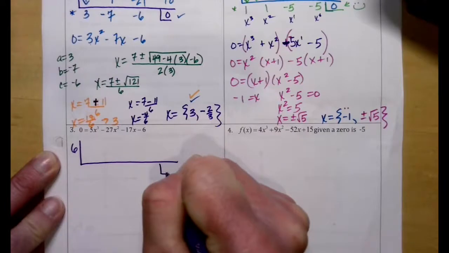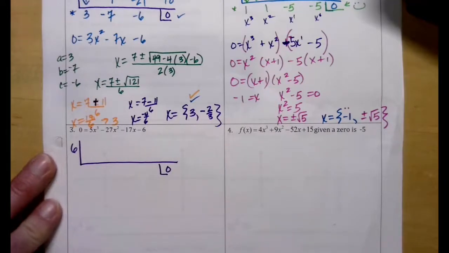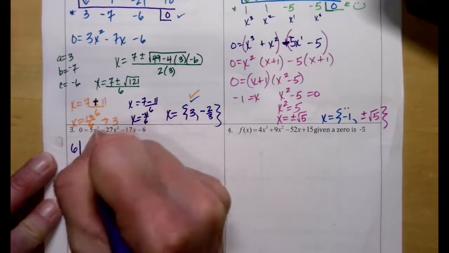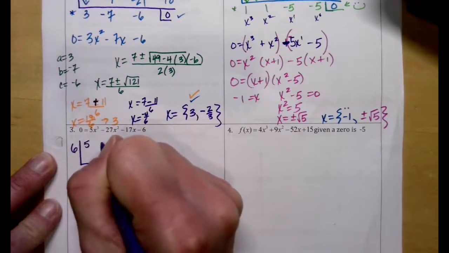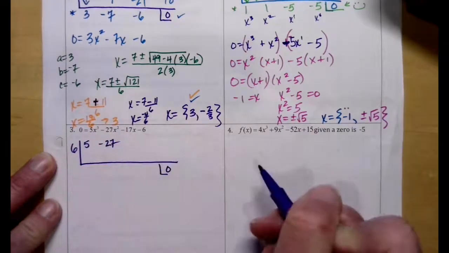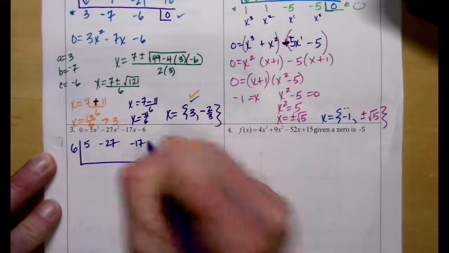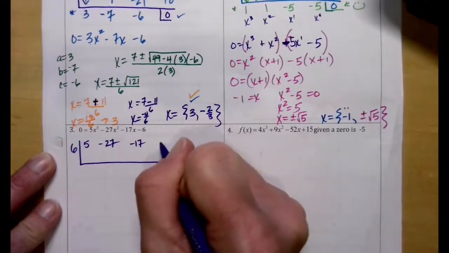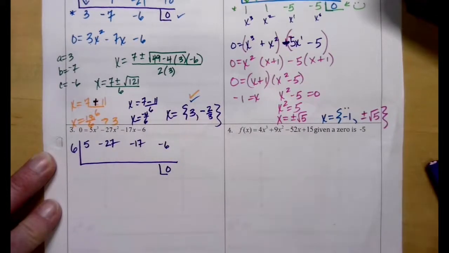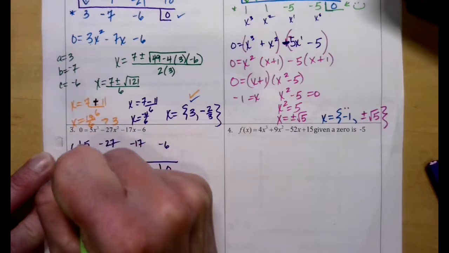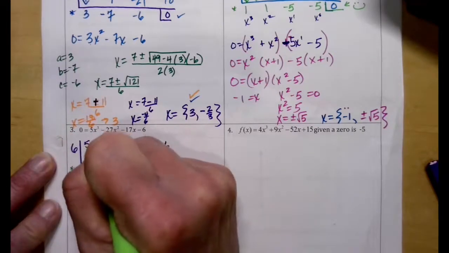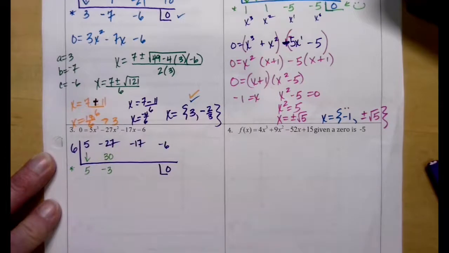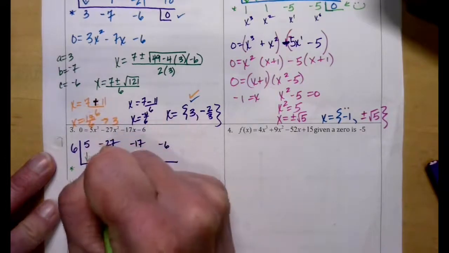All right, so that means that 6 works. If I know 6 works, I can go ahead and set myself up. Let's get your coefficients. 5 is your cubic term. Negative 27 is your squared term. Negative 17 is your linear term. Negative 6 is your constant. 5 comes down. Multiply. 30. Negative 3. Nope, positive 3. Whew, that was close.